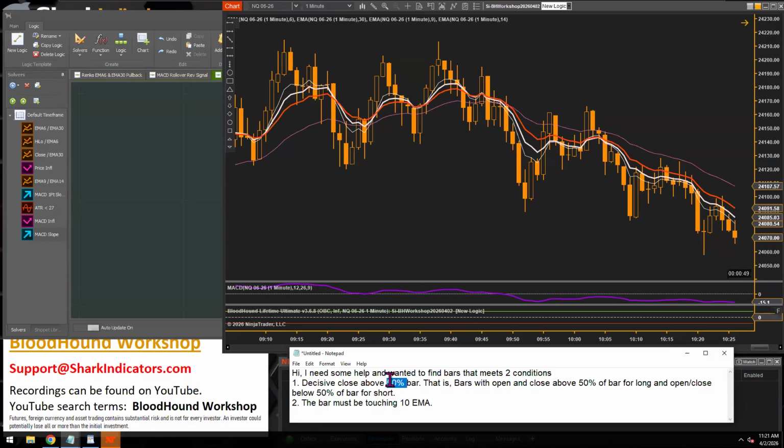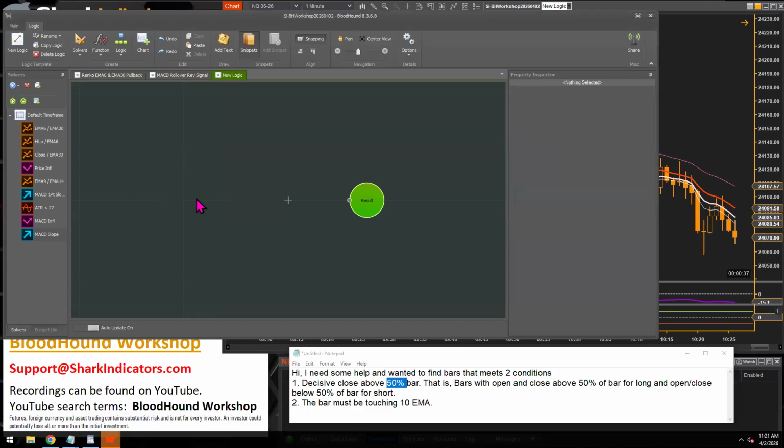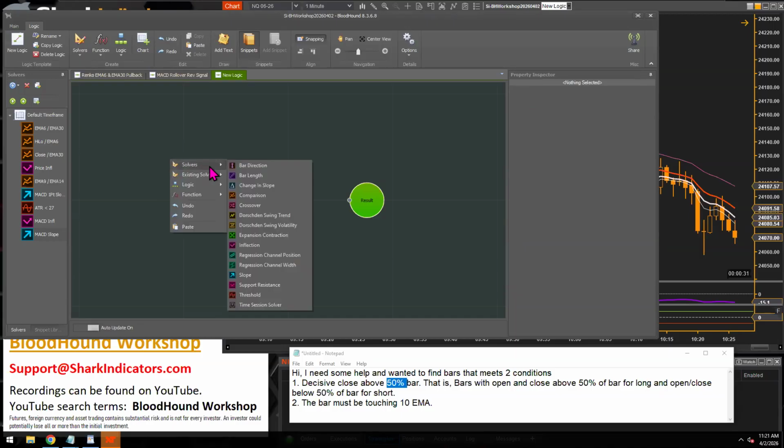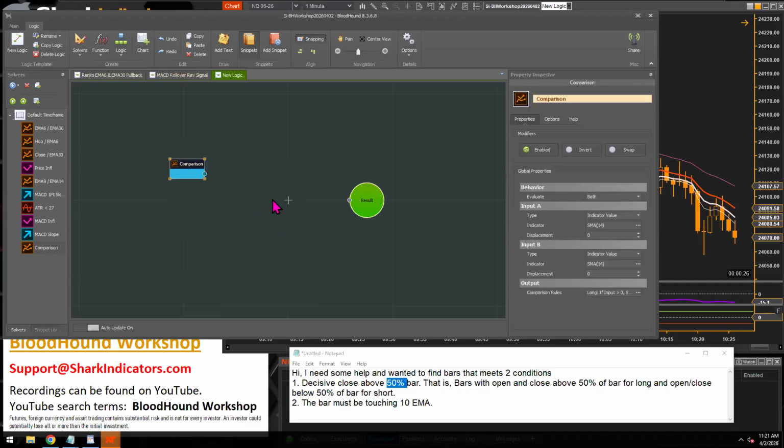That actually is a bar price. That is the midpoint. Let's see, what does Ninja call it? Is it the mean? Yeah, the mean. And so, all right, so let's grab a comparison solver here, and we can look at those bar prices.